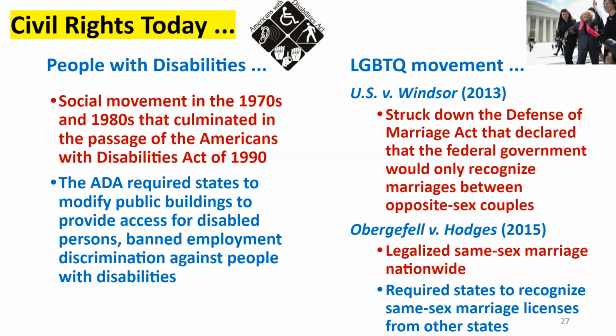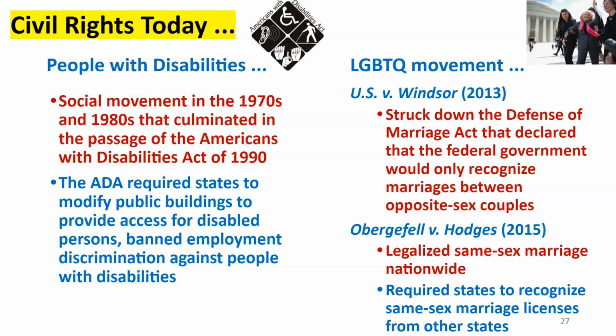This essentially required states and the national government to modify their buildings and to try and provide access for disabled people. It banned employment discrimination, which again was covered under the 1964 Civil Rights Act, but it codified that in the Americans with Disabilities Act, or the ADA, of 1990. That was signed into law by President George Herbert Walker Bush, Bush 41.